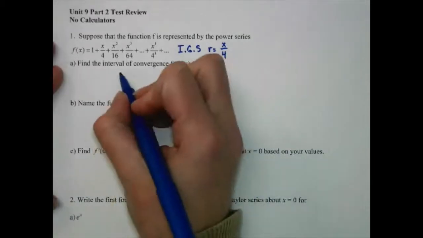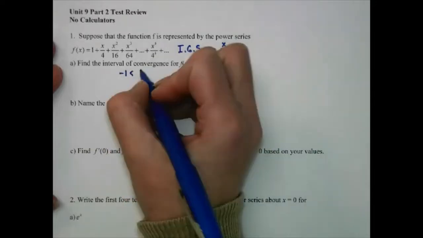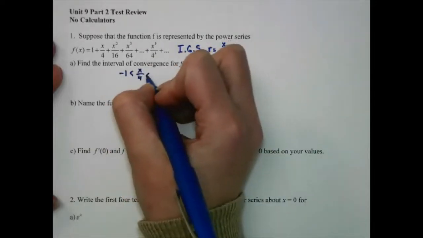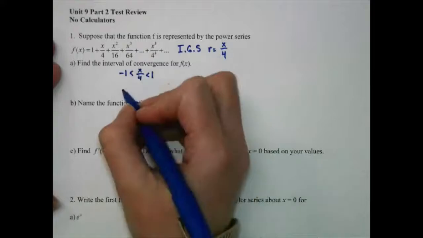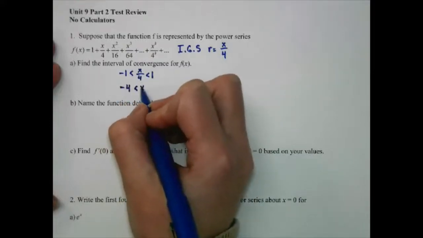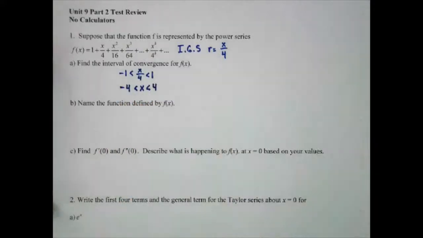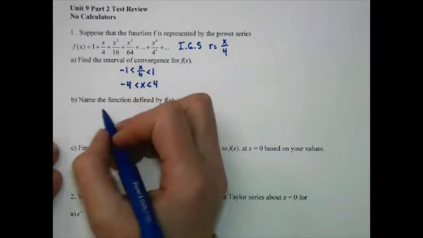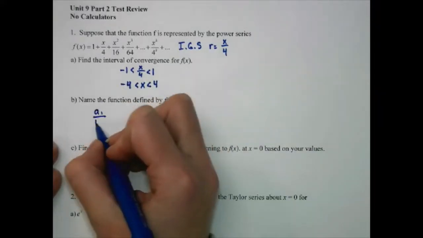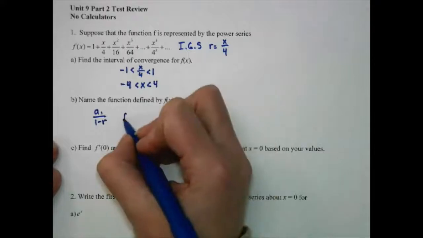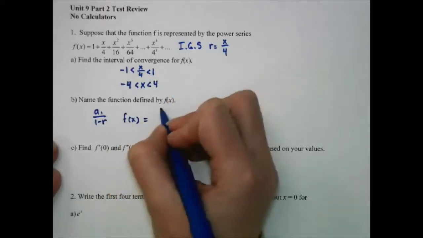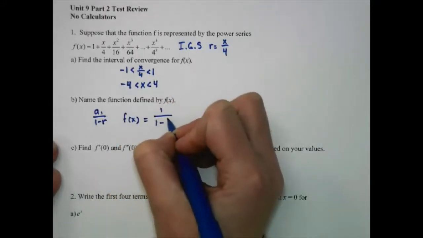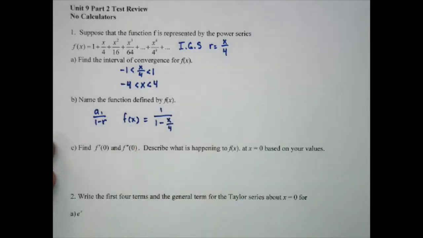So for our interval of convergence, we put the common ratio between -1 and 1 and solve for x. So we'll multiply all of this by 4. So when x is between -4 and 4, this series converges. To name the function, the function is going to be a1 over 1 minus r. So in this case, our a1 is 1 over 1 minus our common ratio.